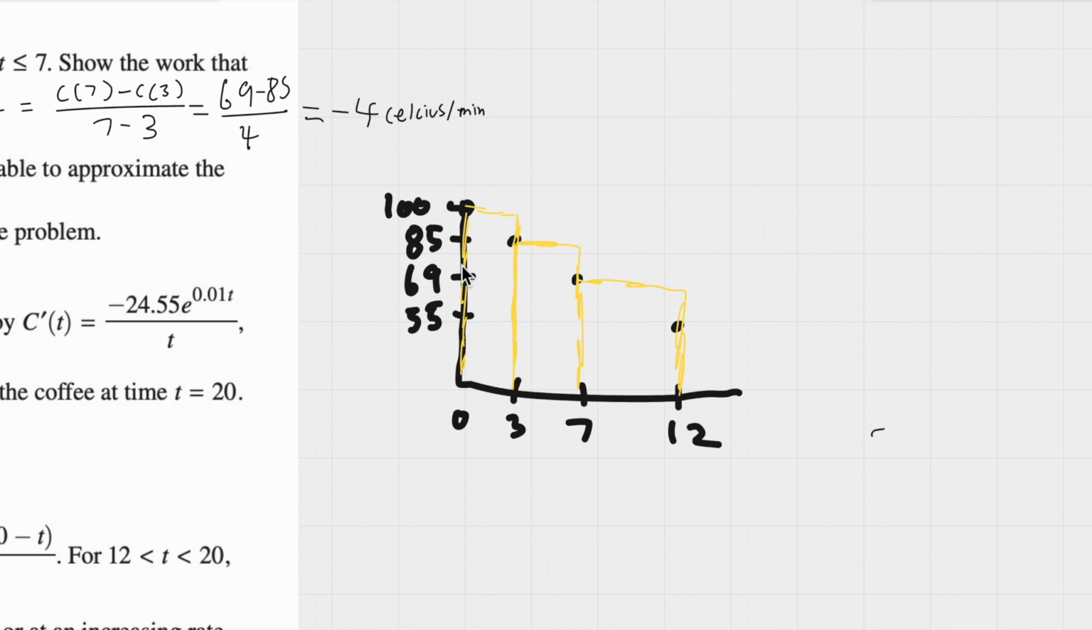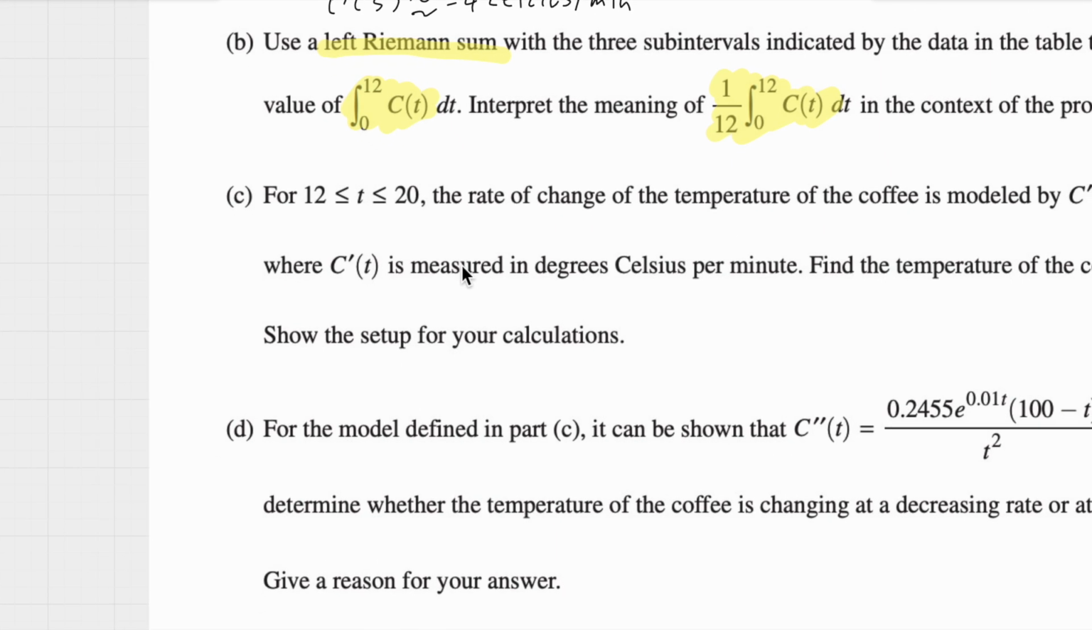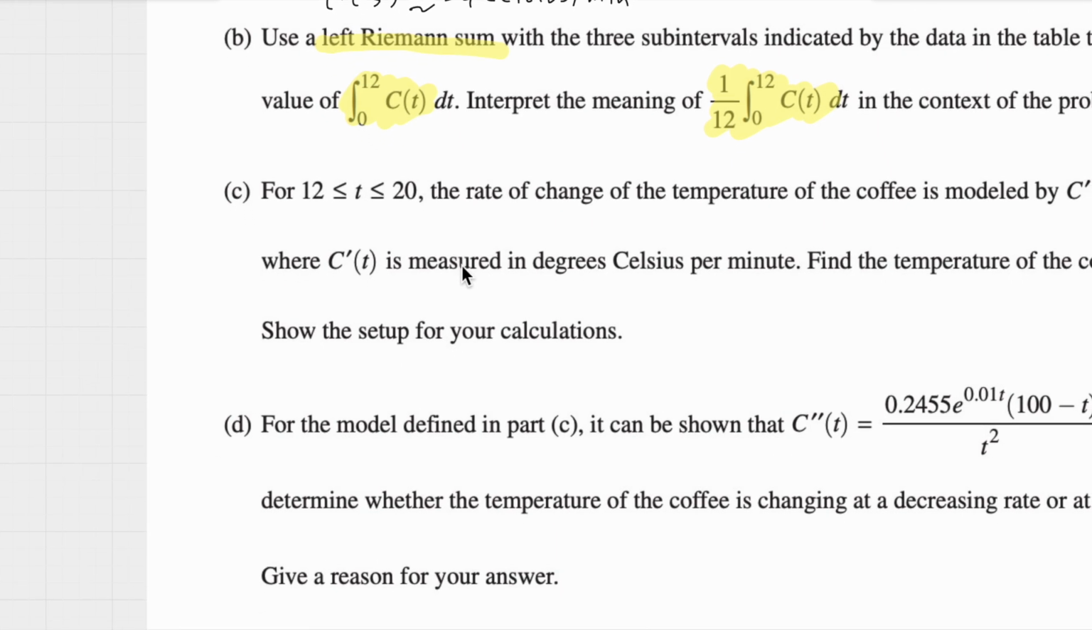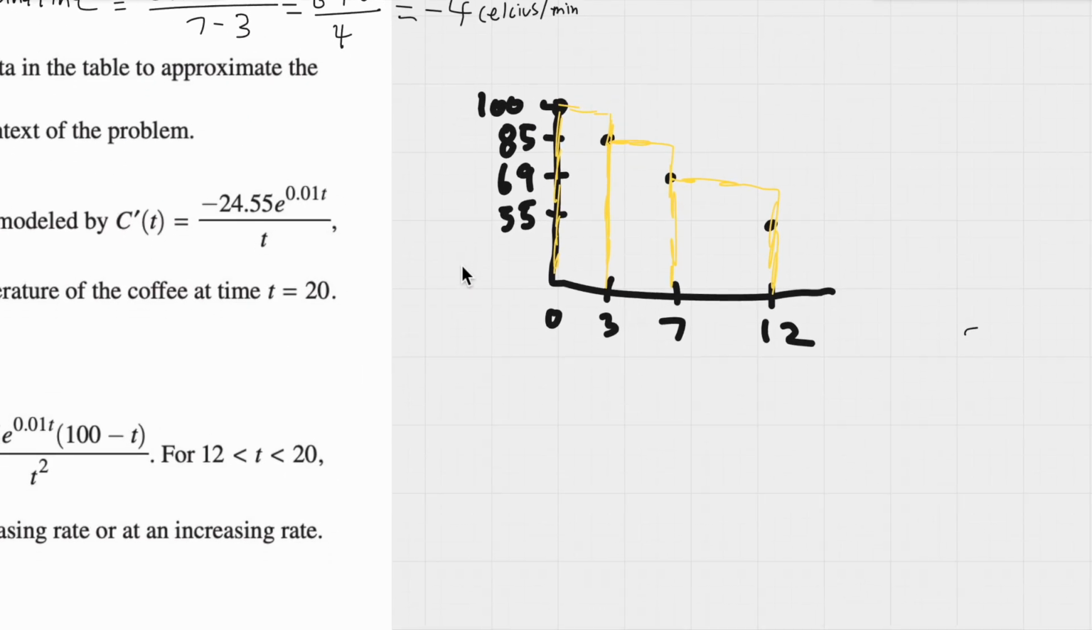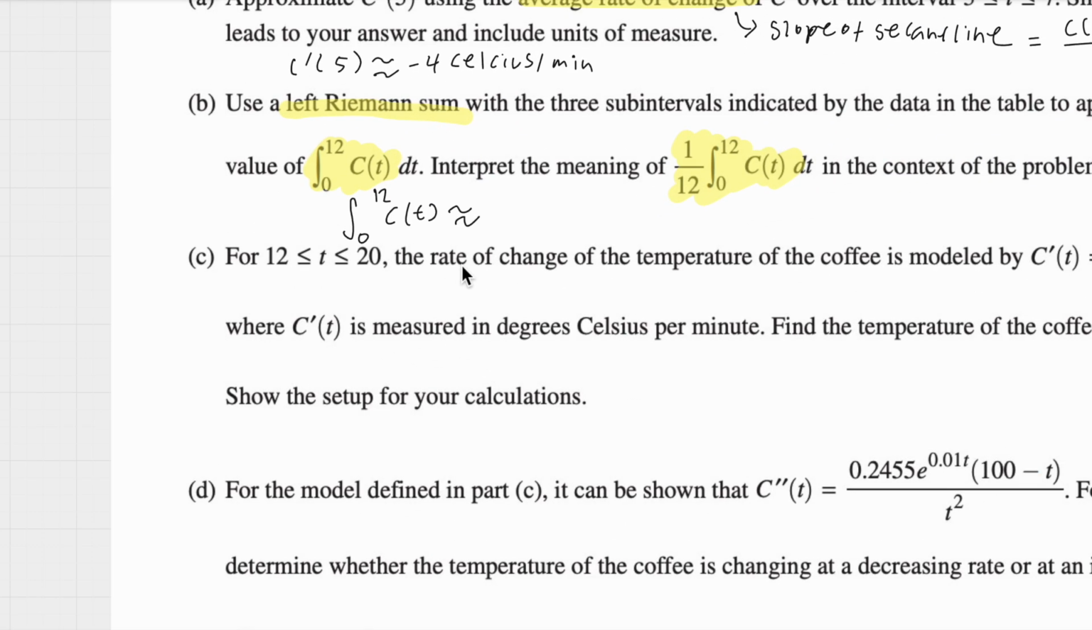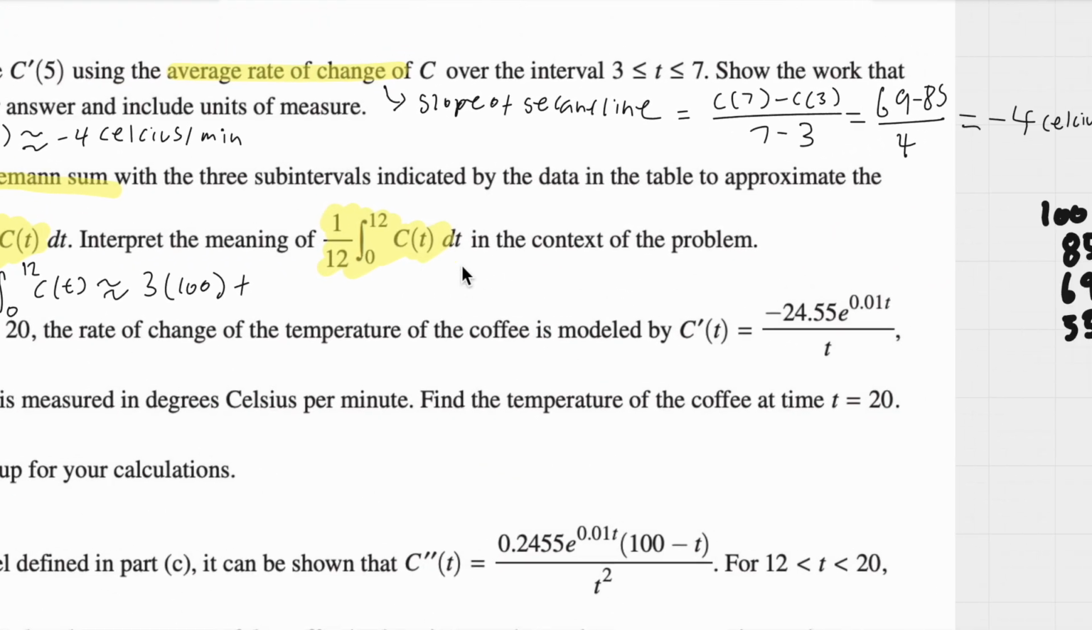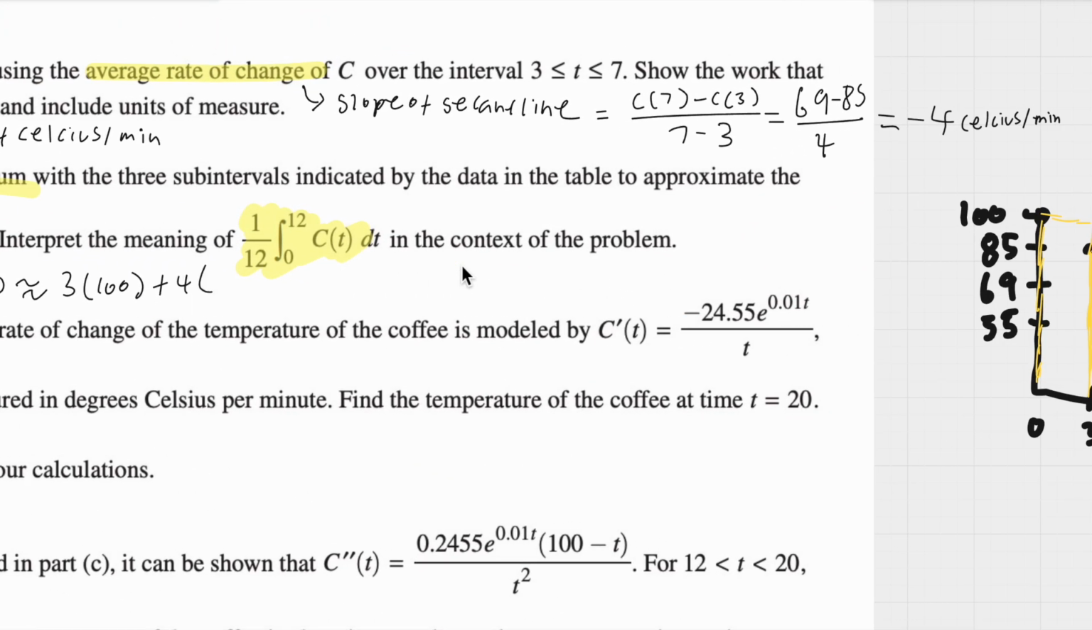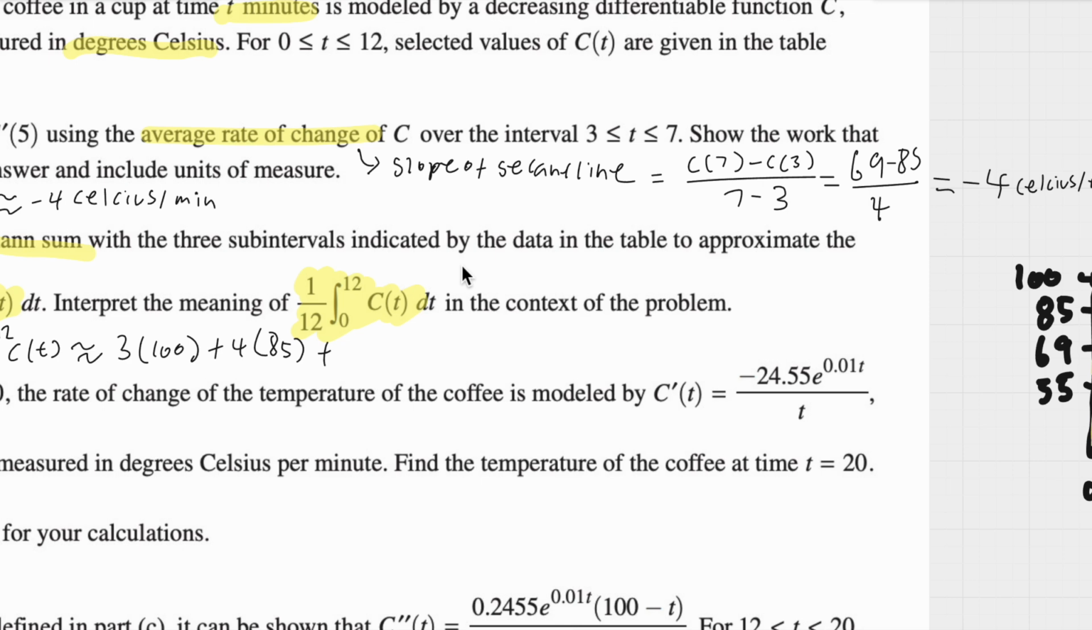And now we can go back to our equations here, and we can say that integrating from 0 to 12 of C of t is approximately equal to, the rectangles say that it's going to be 3 times 100 plus 4 times 85 plus 5 times 69. And that is going to be equal to 985.